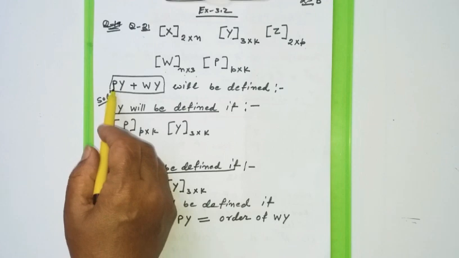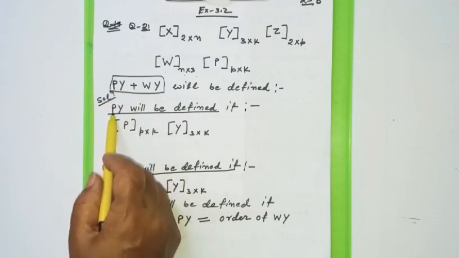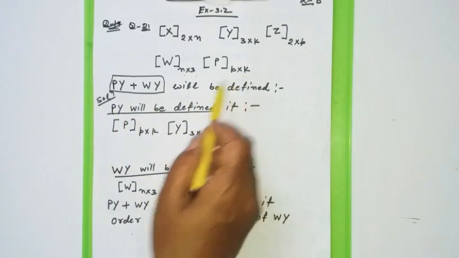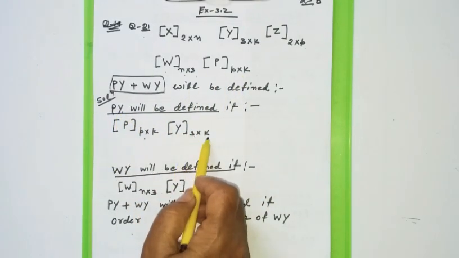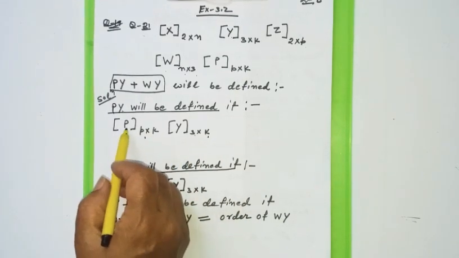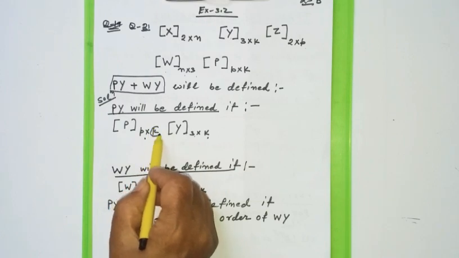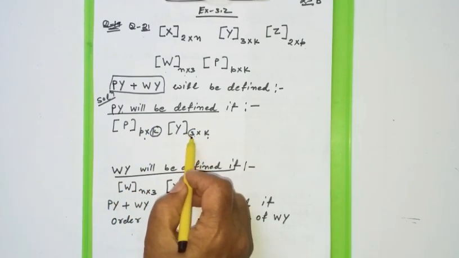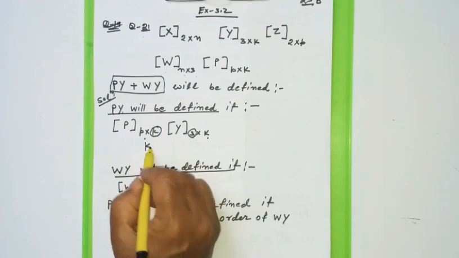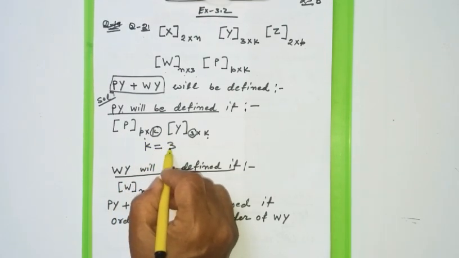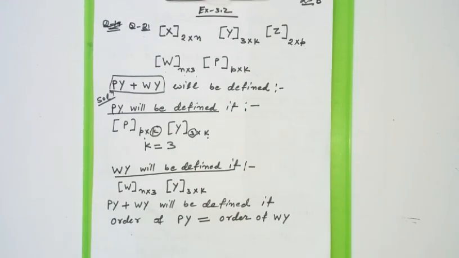First of all we have to check when PY will be defined. P is a matrix of order p cross k, so I write it here. Y is a matrix of order 3 cross k. So students, tell me when PY will be defined. PY will be defined when the number of columns of P, that is k, is equal to the number of rows of Y, that is 3. So one result that I get from here is k should be equal to 3.